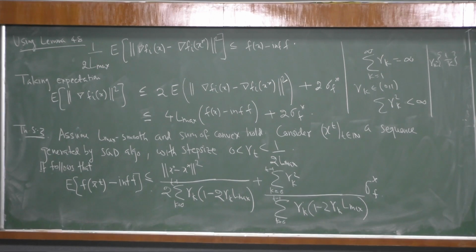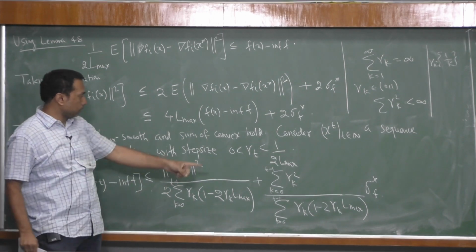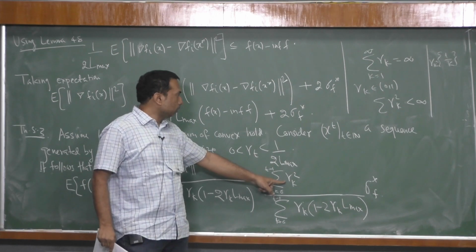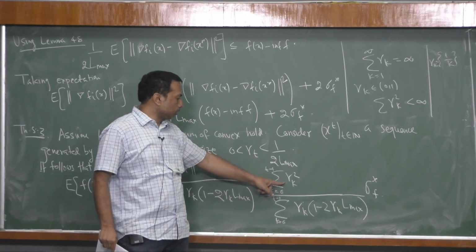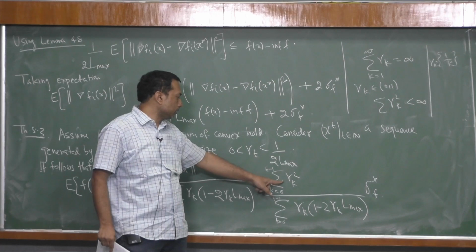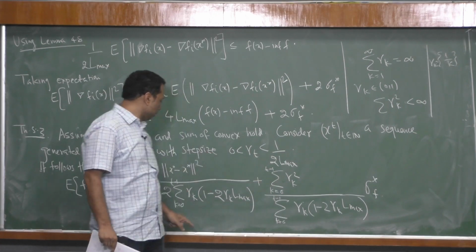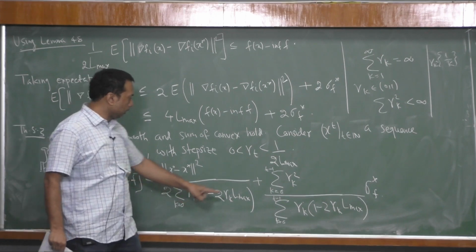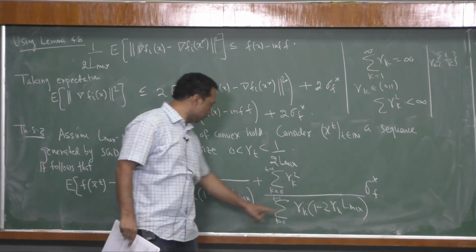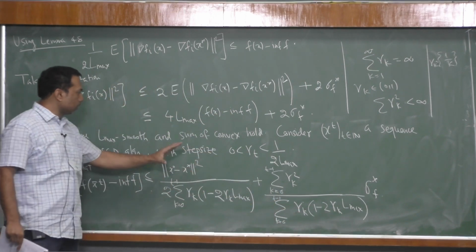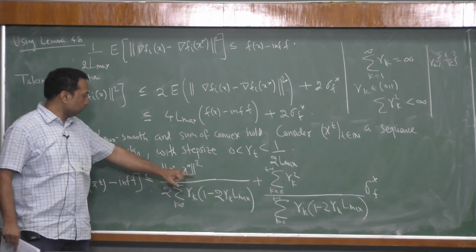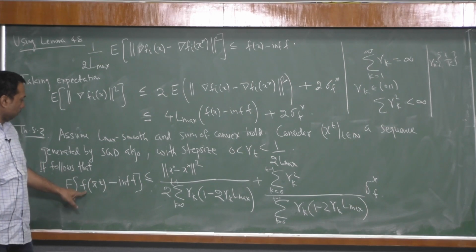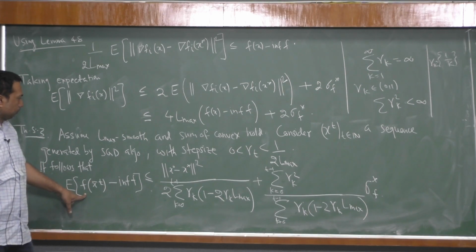So if you choose a step size like this, the sum of gamma k square is going to settle down because it's convergent. It will be some finite value, but the sum of gamma k in the numerator and denominator, that's going to infinity. So overall, these other things are constant, and this is definitely going to go to 0.